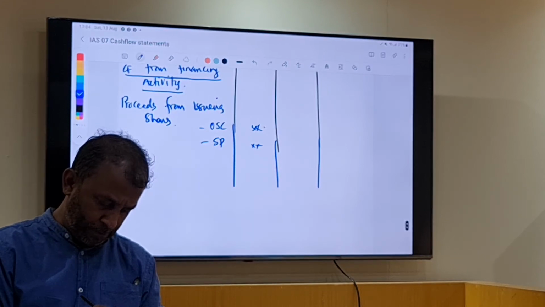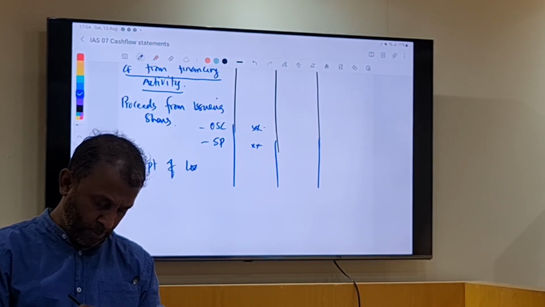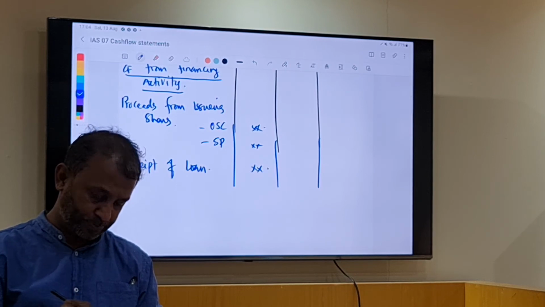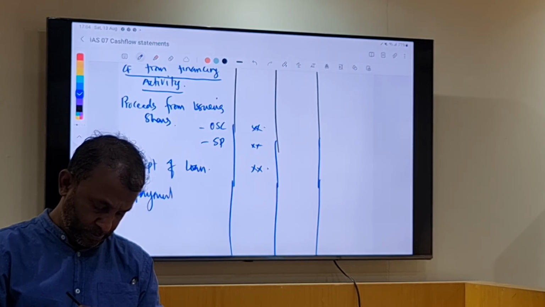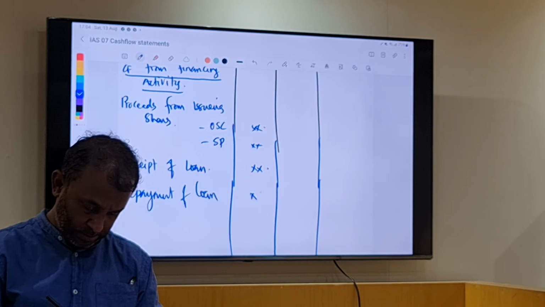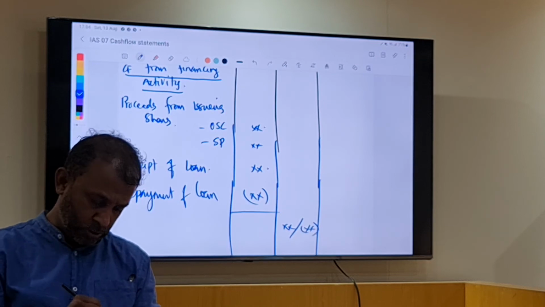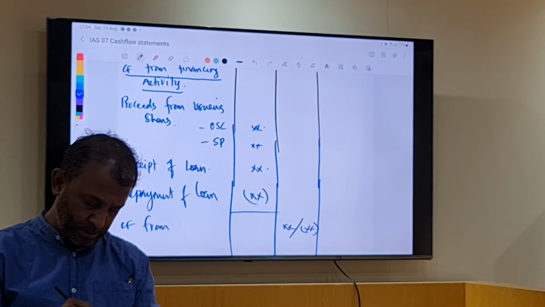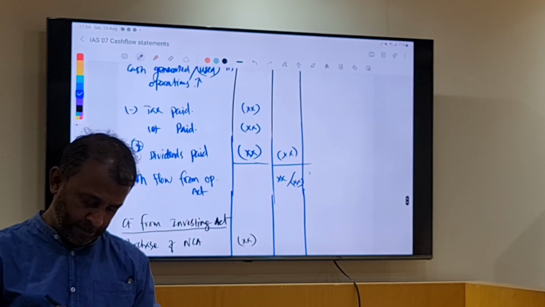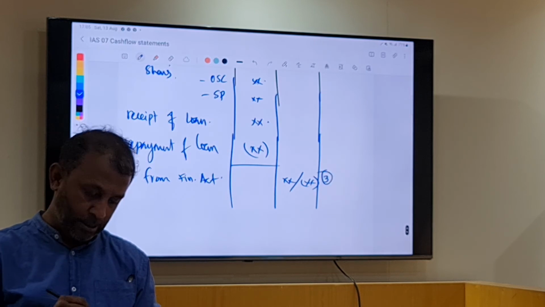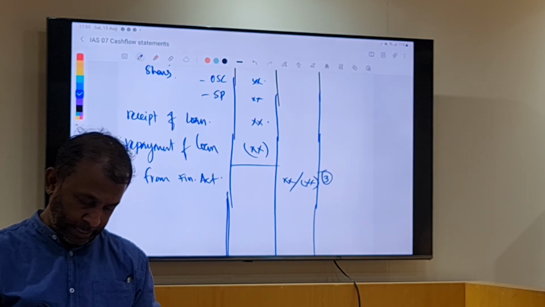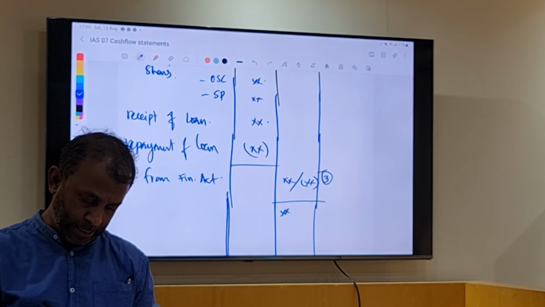Then receipt of loan. You probably have received loans. Repayment. This is known as cash flow from financing activity. Now you see, I have 1, 2, and 3. What you do is take the total of these three. So I will have that answer.